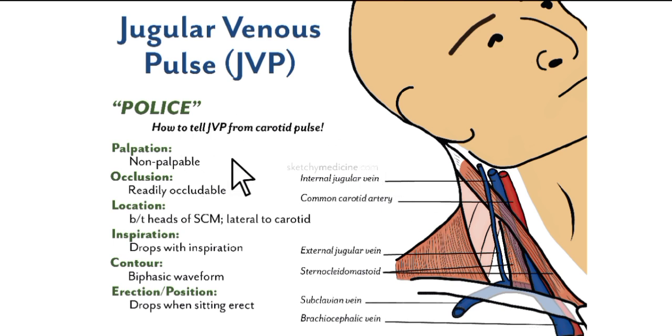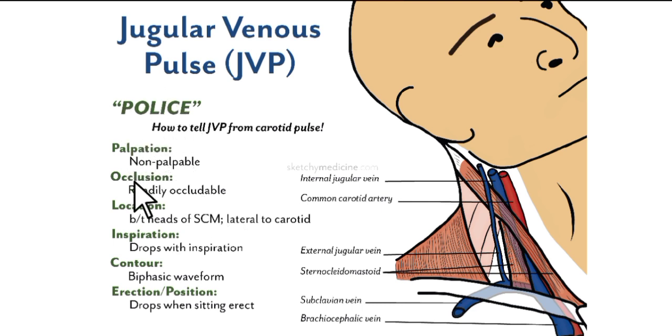Now, what are the features of the jugular venous pulse? How can you differentiate it from the carotid pulse? The carotid pulse is a pulsation within the common carotid artery, and the common carotid artery and the internal jugular vein lie close to each other. So it's very easy to confuse jugular venous pulse with common carotid pulse. That's why you need to know the differences. What are those differences? You can remember this mnemonic, police.